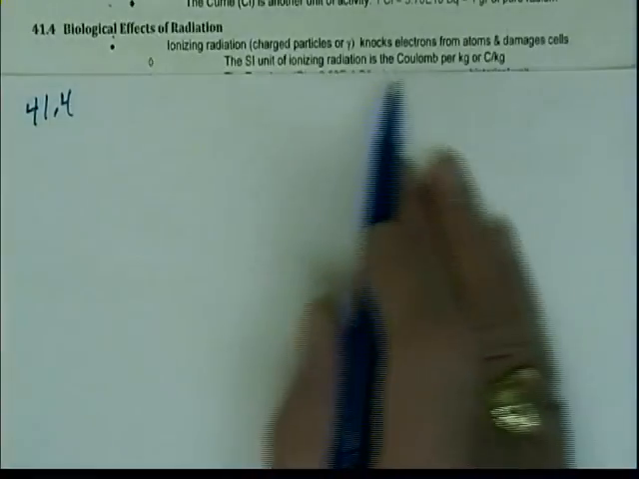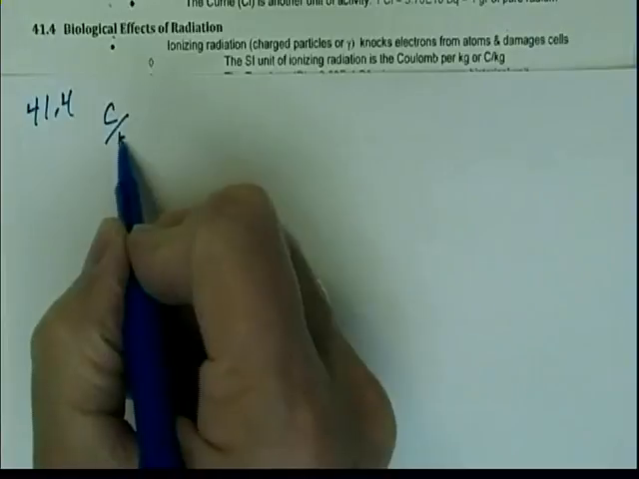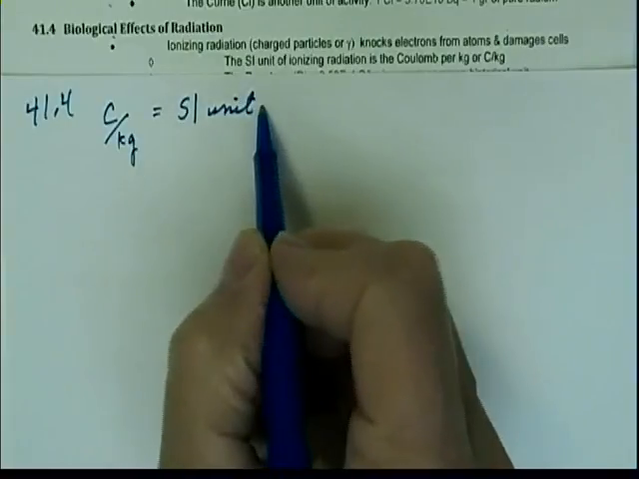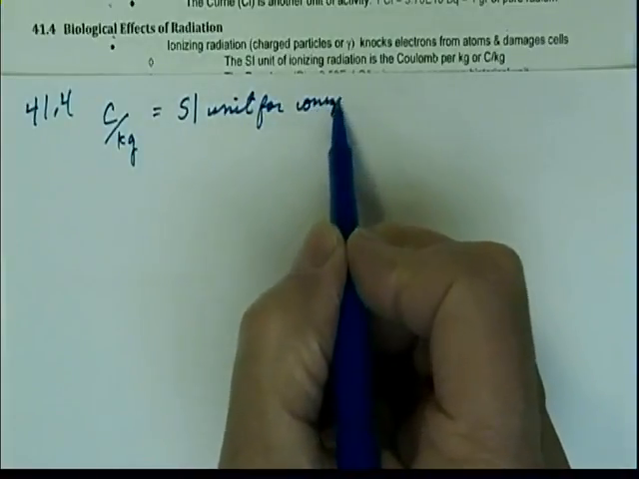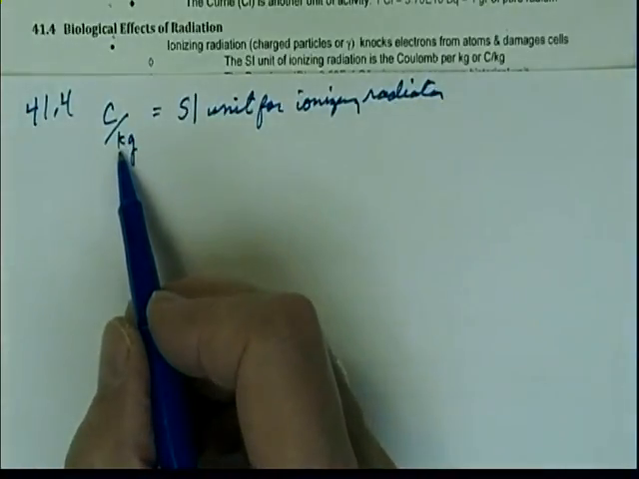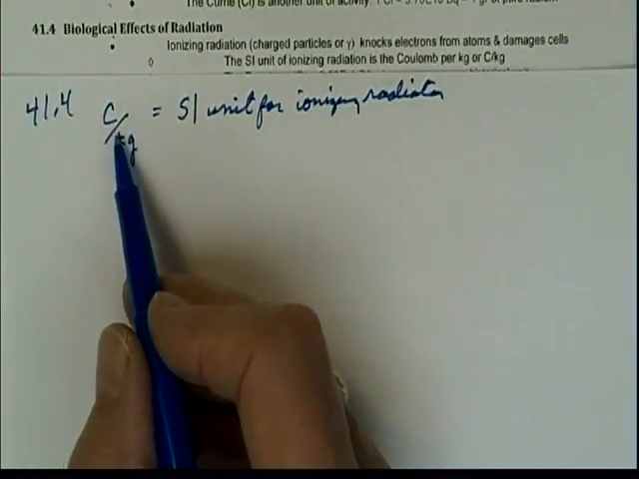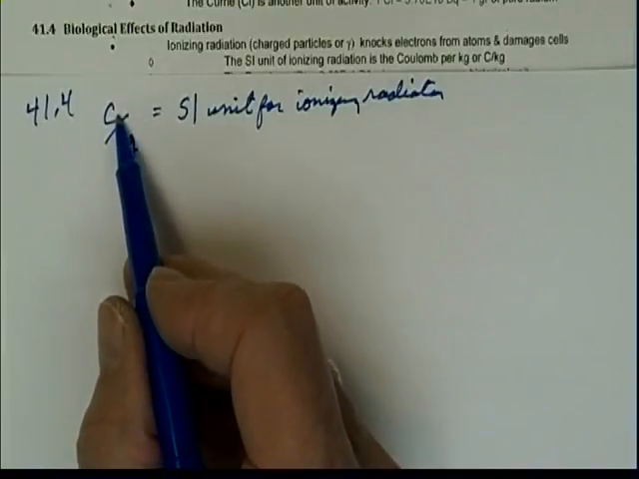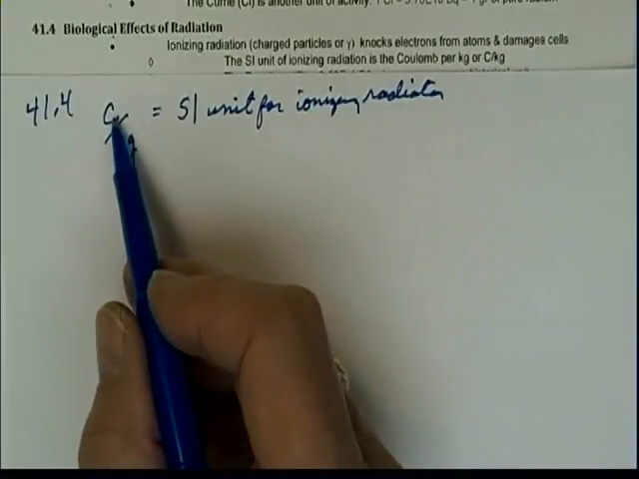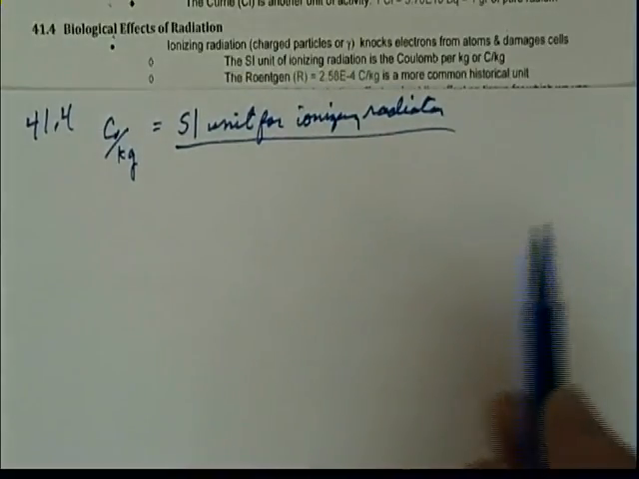Now, the SI unit of ionizing radiation is the coulomb per kilogram. Coulomb per kilogram, okay, that's standard notation. That's the SI unit for ionizing radiation. In other words, if we have some radiation on a kilogram of living material, then the unit of that radiation is going to be knocking out 1 coulomb of electrons from the cells, 1 coulomb for each kilogram that's there. And that's our SI unit. But we're going to have a lot more units than that.